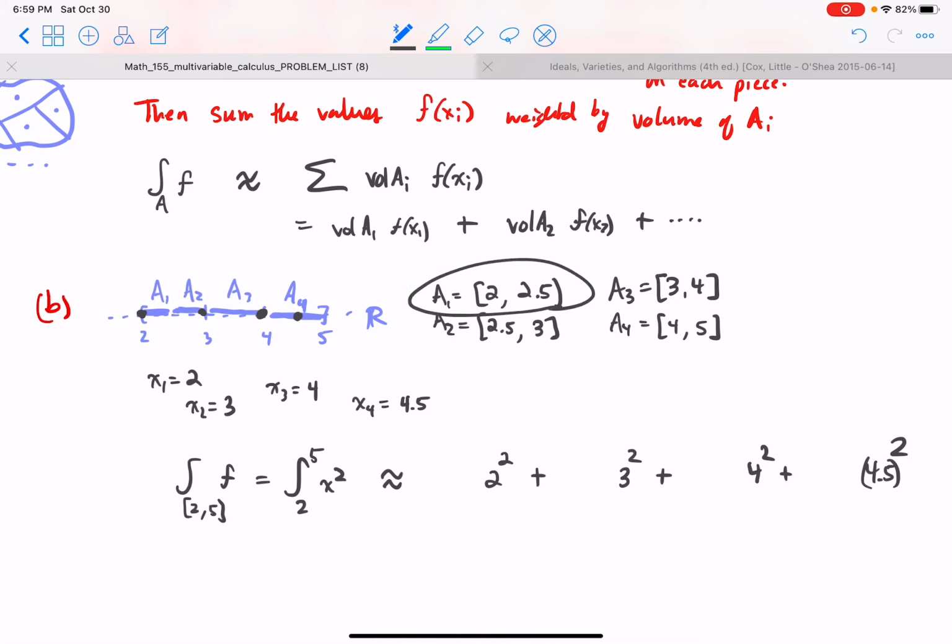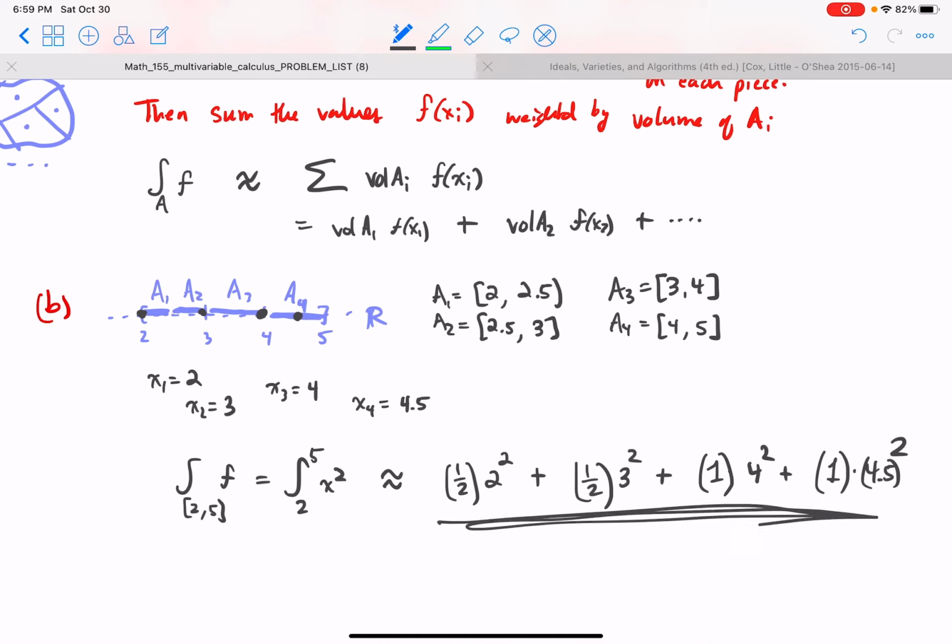And so the volume of A1 is just 1/2. That's the volume of A1. The volume of A2 is also 1/2. The volume of A3 is just, it's length 1, so its one-dimensional volume is 1. And the volume of A4 is also 1, because its one-dimensional volume, also called length, is 1. Okay, and this is my answer.